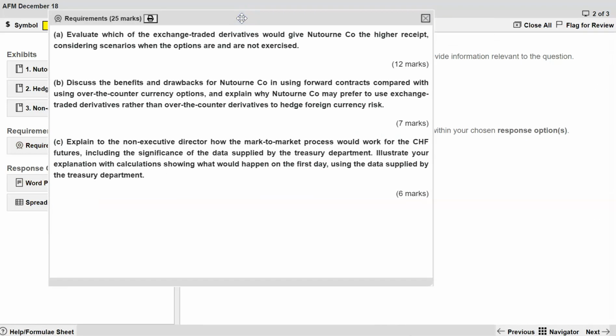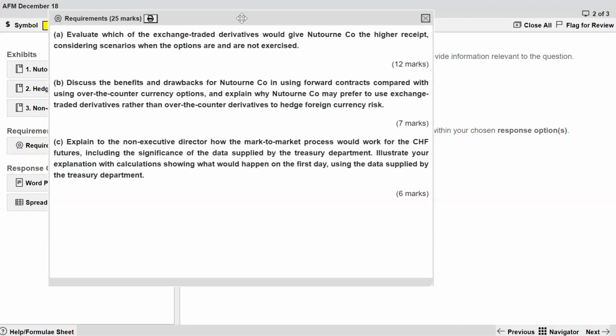Evaluate which of the exchange traded derivatives would give the company the higher receipt, considering scenarios when the options are and are not exercised. So guys, we have to calculate the exchange traded derivative, considering the cases that options are exercised or not exercised.